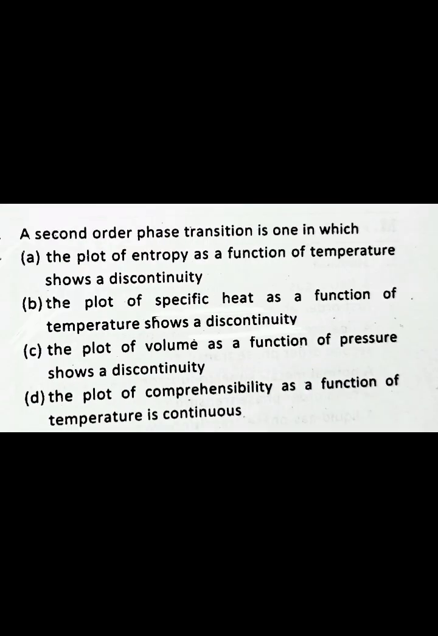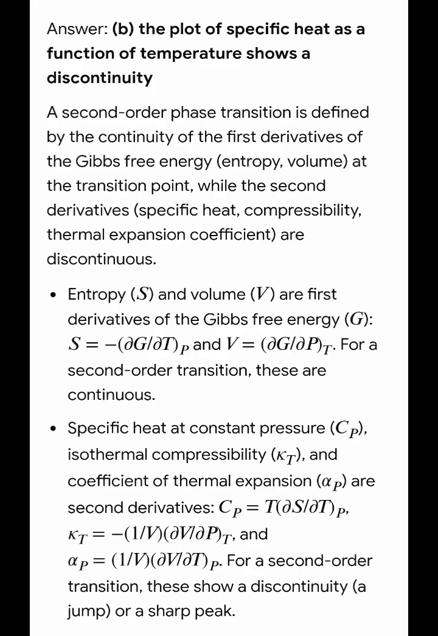The next question is, a second order phase transition is one in which. The entropy and volume are the first derivatives of the Gibbs free energy, that is S is equal to minus dG by dT at constant pressure and V is equal to dG by dP at constant temperature. Then, for the second order phase transition, both are continuous.